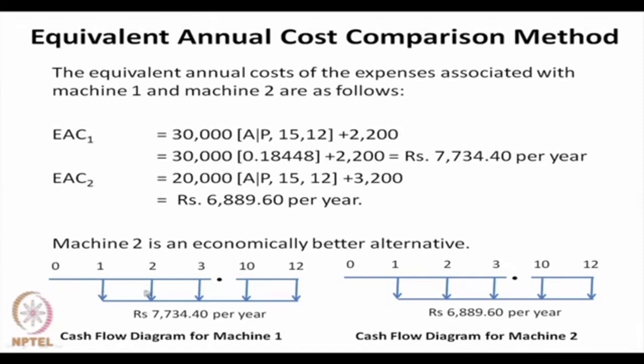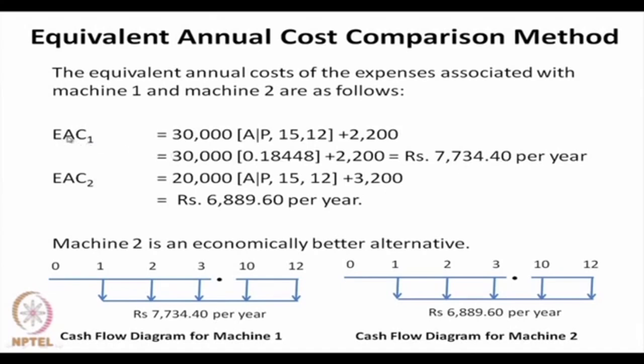Already we know 2,200 rupees was the maintenance expense every year. So, that was like an annuity. What we have to do now is that the first payment that was made, which was 30,000, should be converted into an equal payment series. So, that is what we have done. The first payment was 30,000 and we have to find A given P, R, N. So, we are trying to recover the capital. This is the capital recovery factor at 15% and 12 years. So, 30,000 is the initial present sum P to be multiplied with the capital recovery factor read from the table as 0.18448. Add to that the already existing annuity of 2,200, that gave a value of 7,734 rupees 40 paise.